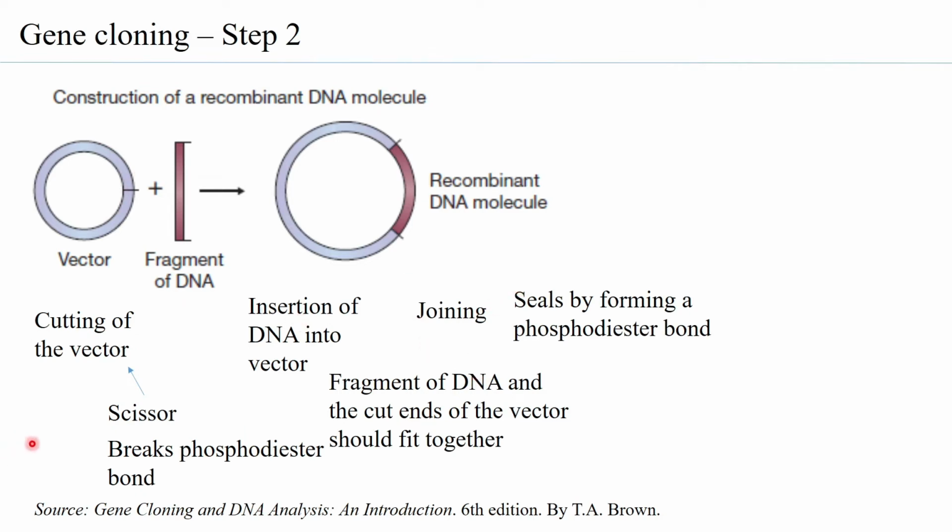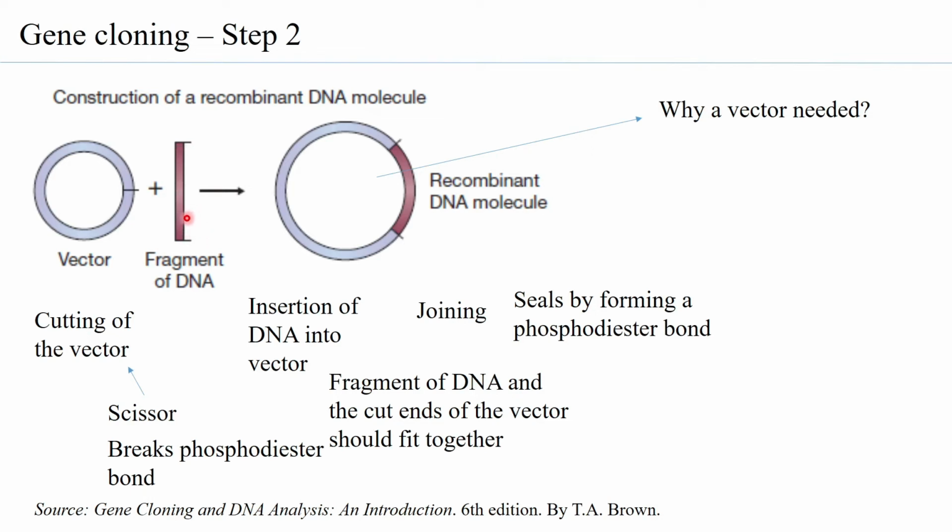So step 1 basically involved cutting. Step 2 involves joining as well. So these two mechanisms are part and parcel of a gene cloning experiment. Now the question that comes up next is why do we actually need a vector? What is our objective? The objective is that you get multiple copies of this fragment of DNA.